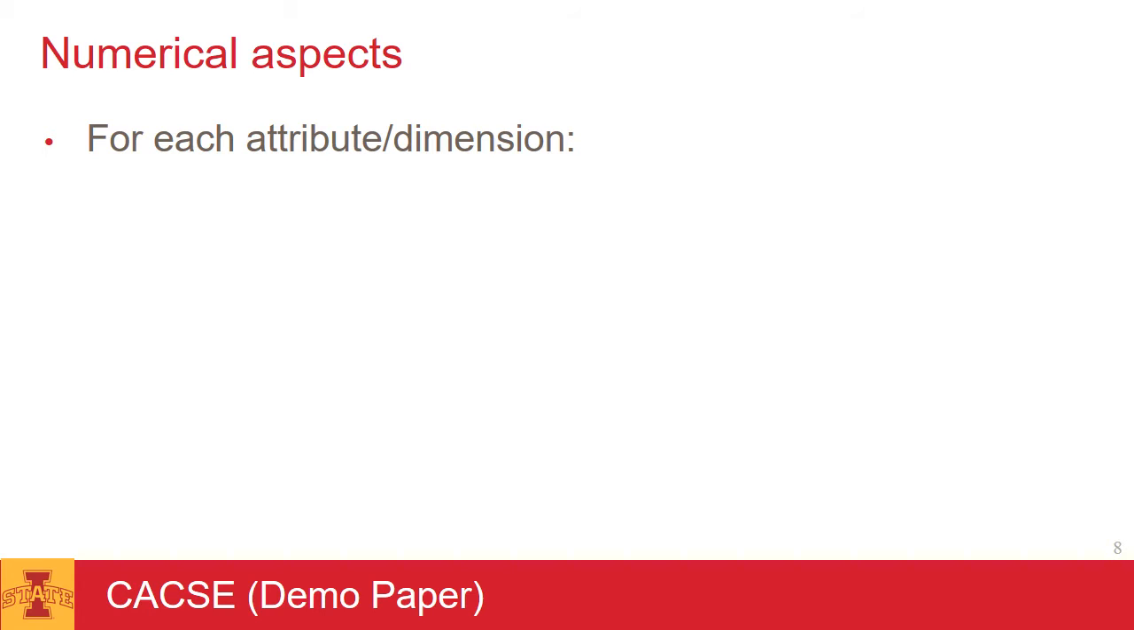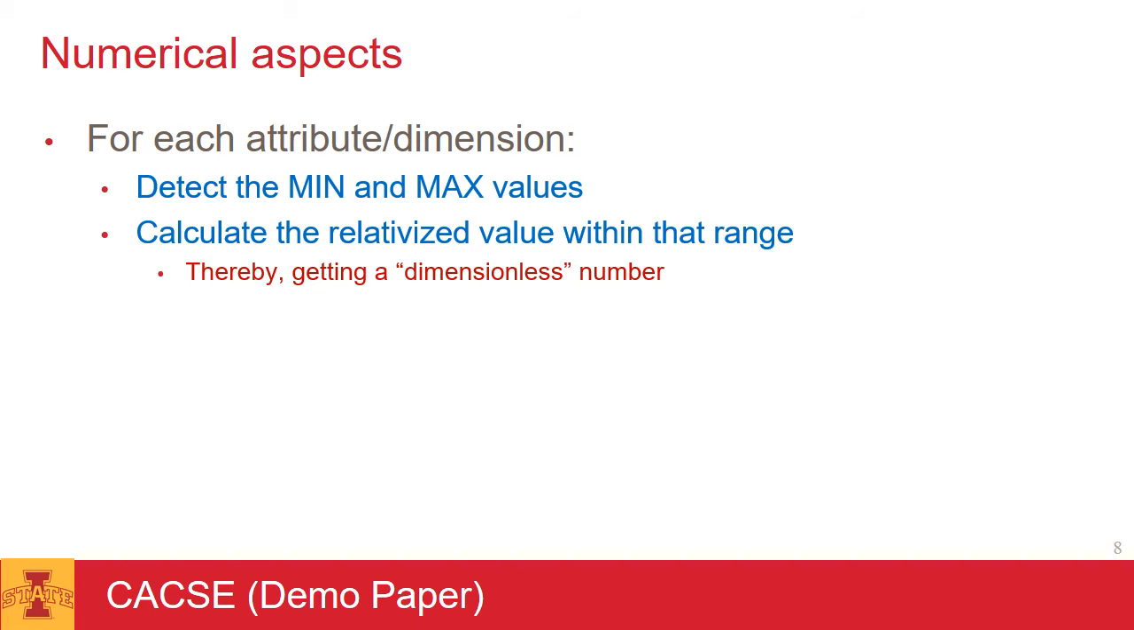So towards that end, from a numerical perspective, to get rid of the heterogeneity for each attribute or dimension, what we did is we detected the minimum and maximum values, and we calculated relativized values within that range from the actual generated outputs. So for example, if we have a mass at a given time instant t, we have a relativized mass of a star i by dividing that value with the difference of the max and min values of the overall simulation output.